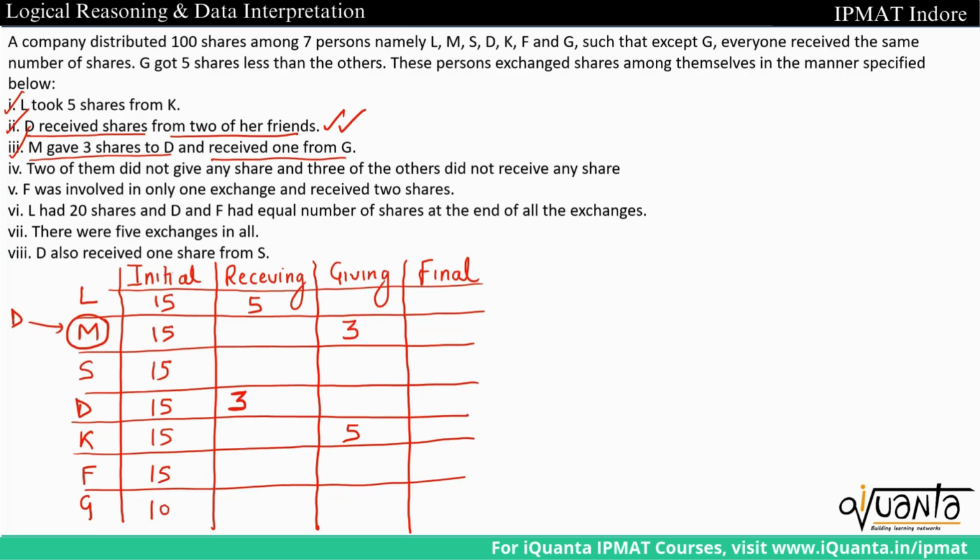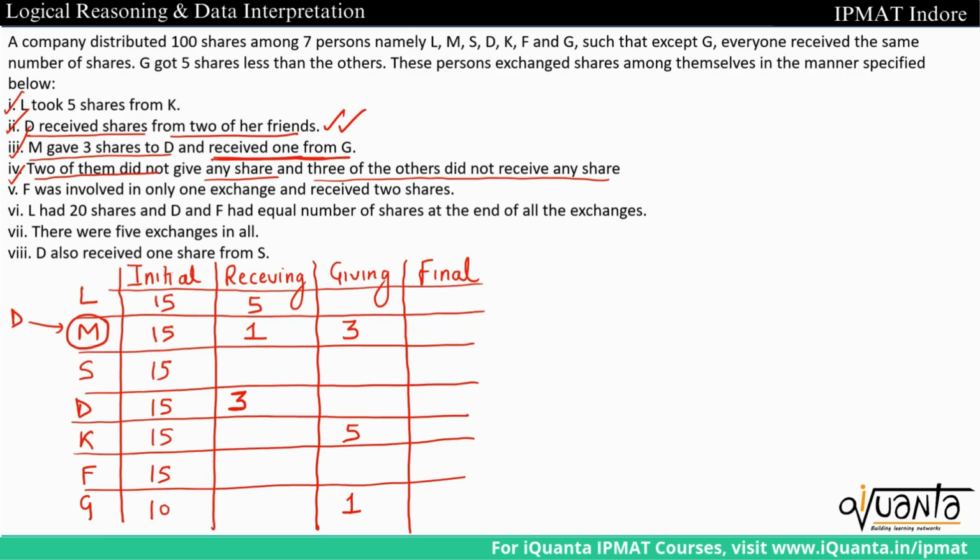Also M received 1 from G, so if he is receiving from G, then G would have given 1 share and M would have received 1 share. I hope this is clear. Then the fourth point is 2 of them did not give any share and 3 of the others did not receive any share. So there are 3 people who are not receiving any share.